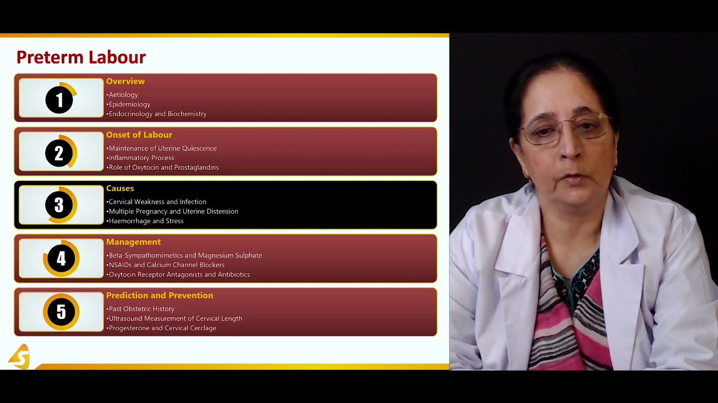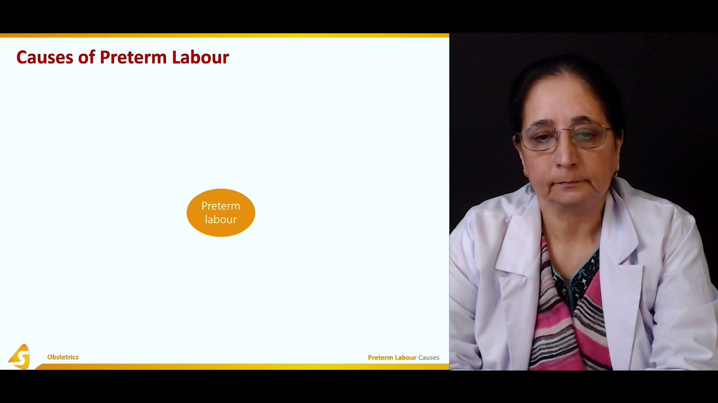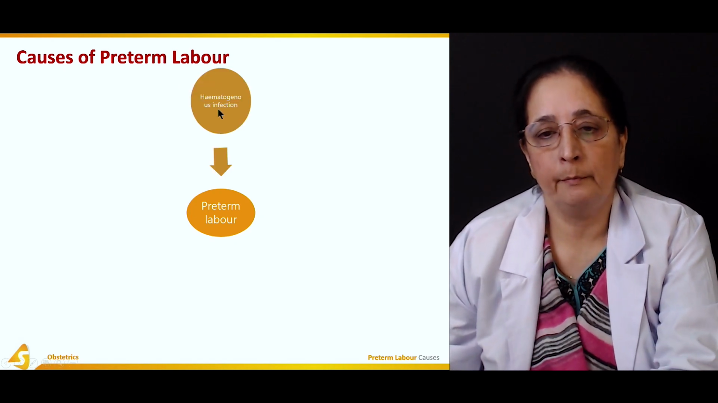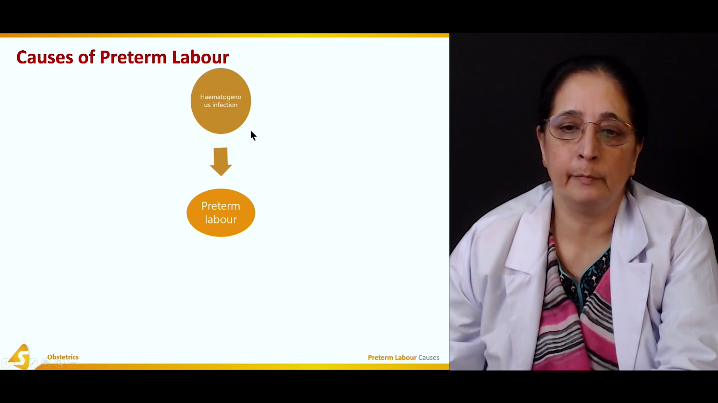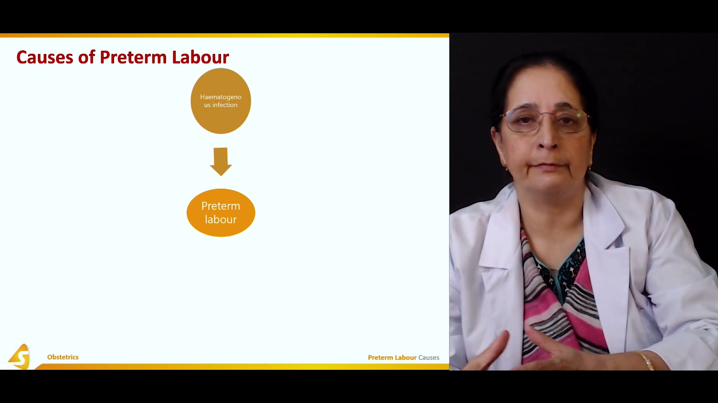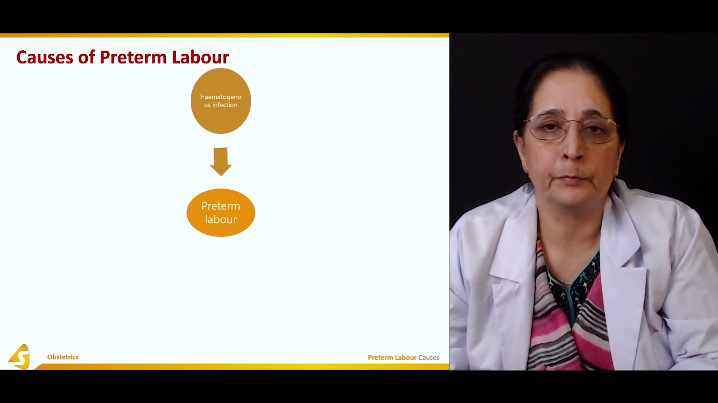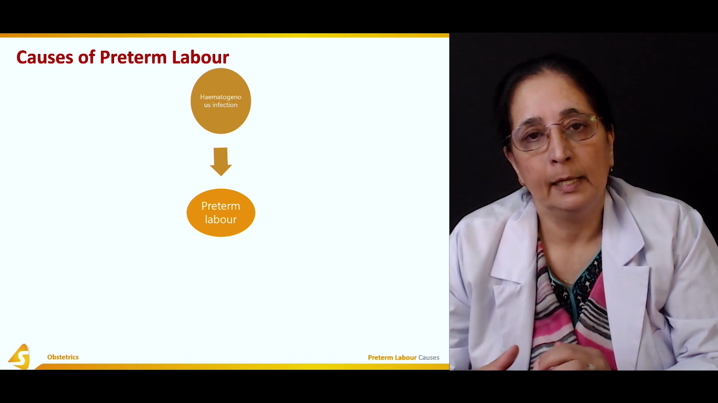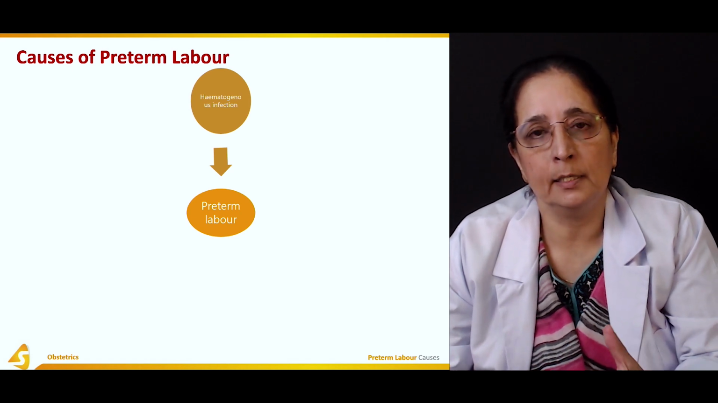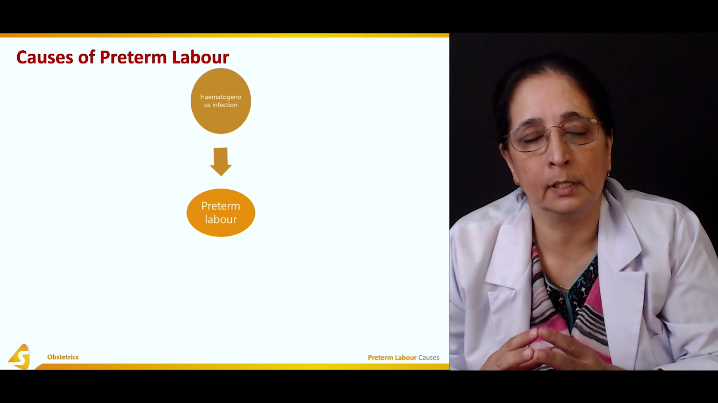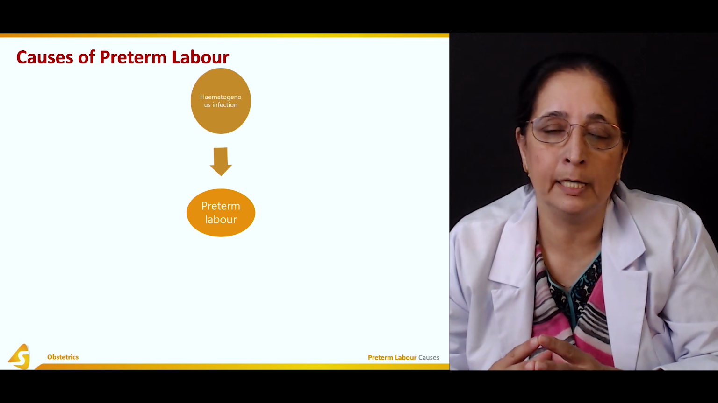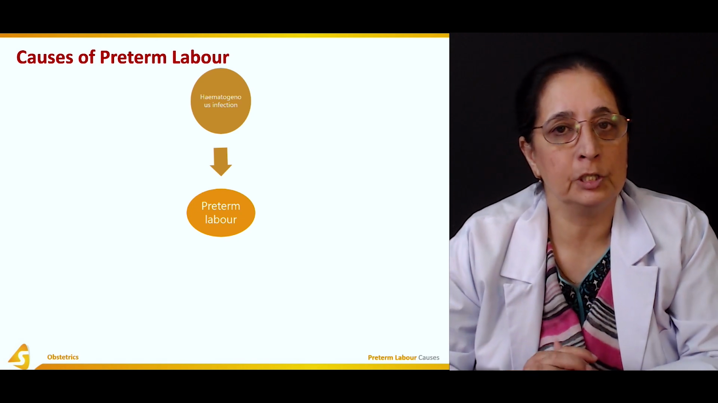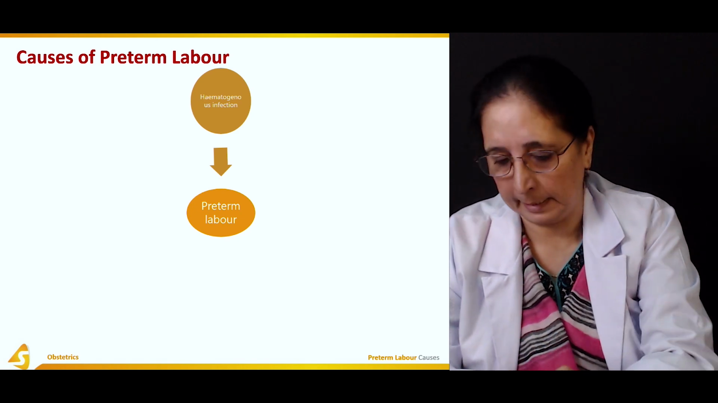Now, the causes of preterm labor. The causes, we have hematogenous infections. Hematogenous infections are the infections that can spread to the bloodstream, and once in the bloodstream, through the blood, they are transferred to the different parts of the body and lead to septicemia. So hematogenous infection can lead to preterm labor.